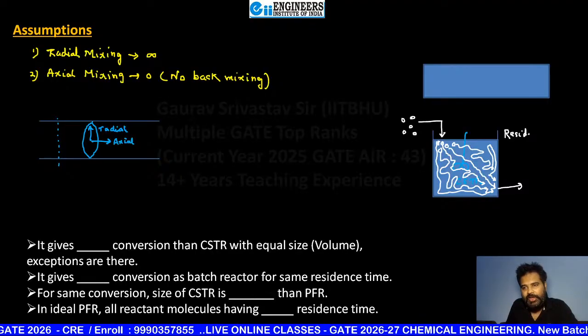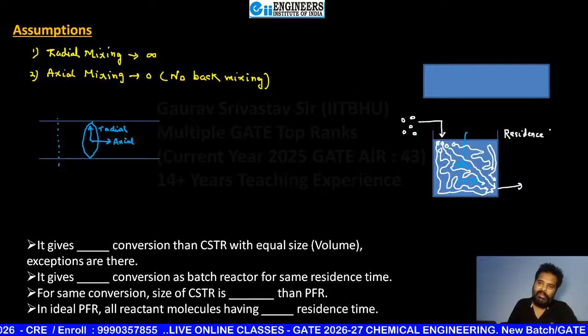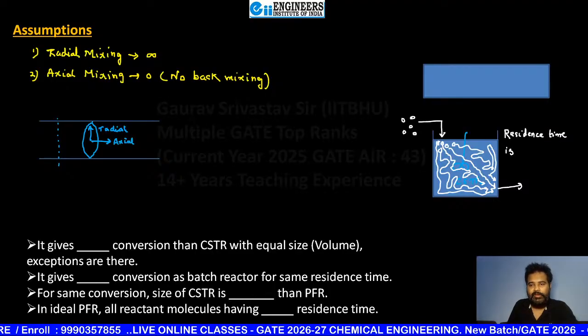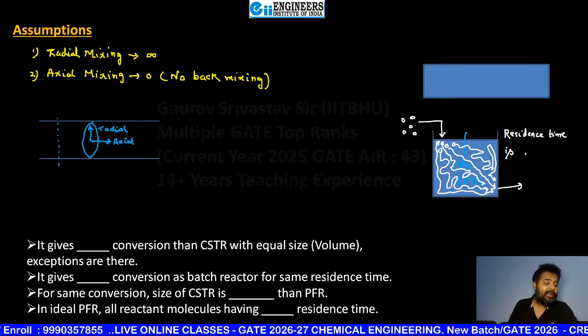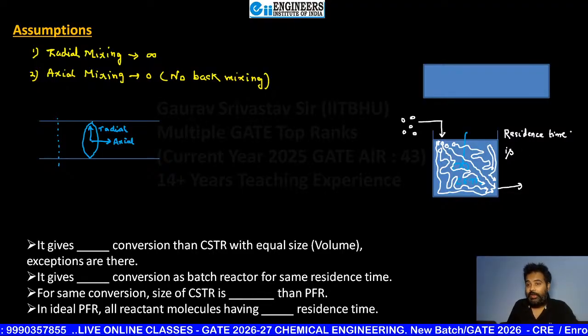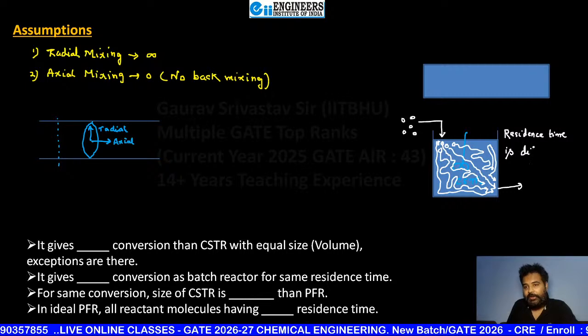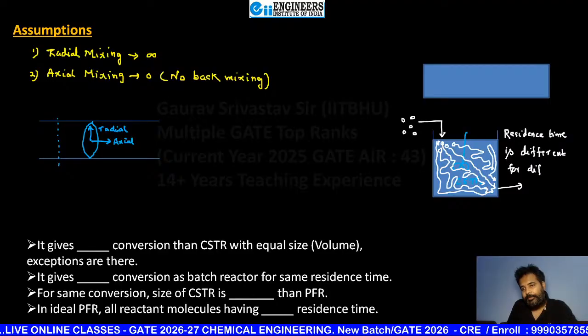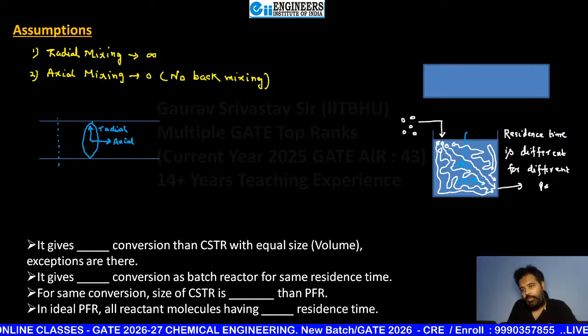So inside the CSTR, can you tell me whether residence time is the same for all particles? Yes or no? Is it correct? Here the residence time for each particle is no. Absolutely correct, residence time is different for each particle, different for different particles, though all particles enter at the same time.